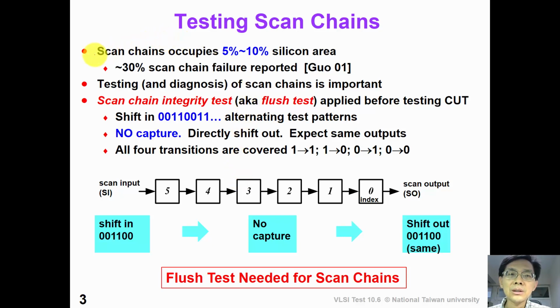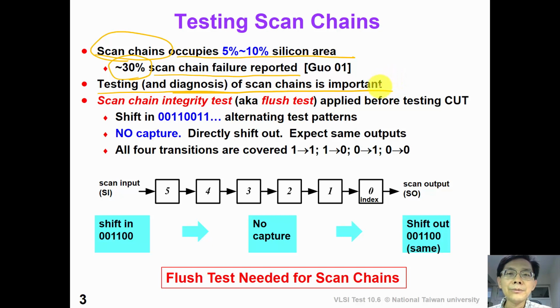We know that scan chain is a very popular DFT, design for testability, technique. According to some reports, about 5 to 10% of the silicon area is occupied by scan chains. So the failure rate of the scan chain cannot be ignored. For example, there are some papers reporting that 30% of the failed chips are caused by scan chain failures. So testing and diagnosis of the scan chain is a very important job.